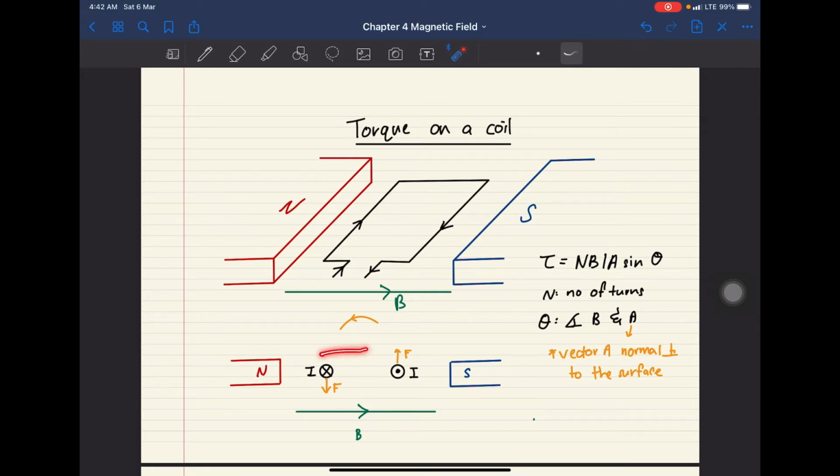This is your B to the right. Your current is into the page. And then if you want to determine the direction of F, it will be slap to the front, so it will be downwards. If you try this one, you will get upwards. So you have two forces acting on this coil, one going up, another one going down. So you expect that you will have a rotation in that direction.